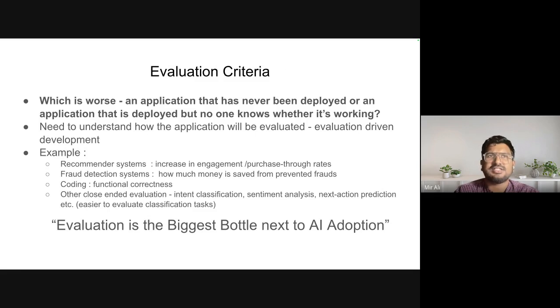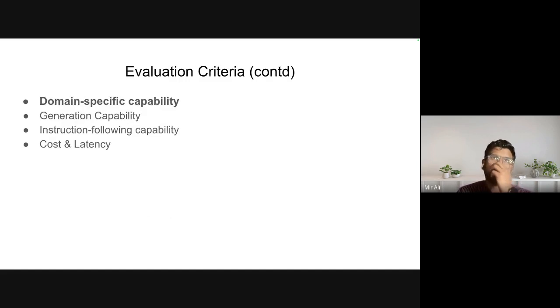Another way of evaluation is if you have intent classification. These are all close-ended, which means you just need metrics like true and false, binary. So those classification methods can be used there as well. We can use our evaluation criteria. And this is the biggest bottleneck in adopting AI in any stream and any domain.